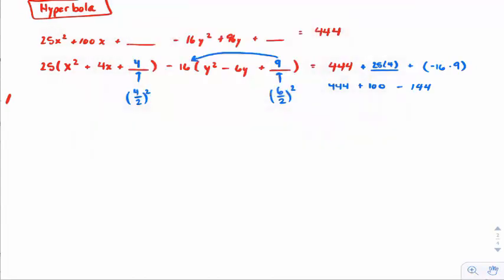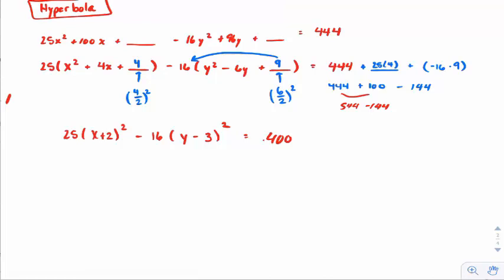So if I write this whole thing out, here's what we get. We get 25 times (x plus 2) quantity squared, if you factor that trinomial, minus 16, and this will be (y minus 3) quantity squared, if you factor that trinomial. And then on the right hand side, we're going to have 444 plus 100, which is 544. So 544 minus 144 is 400. So I have 400 on my right hand side.